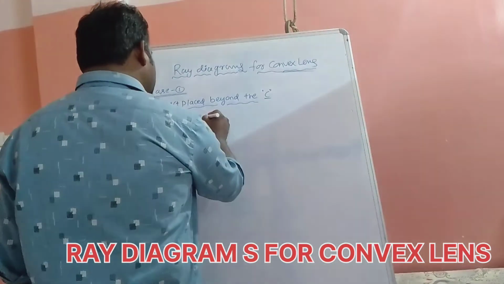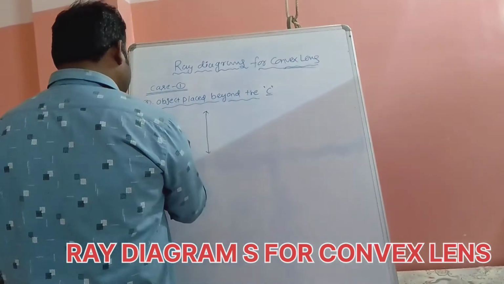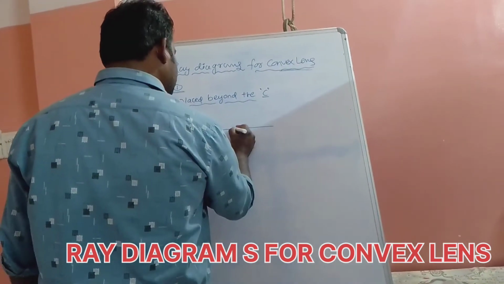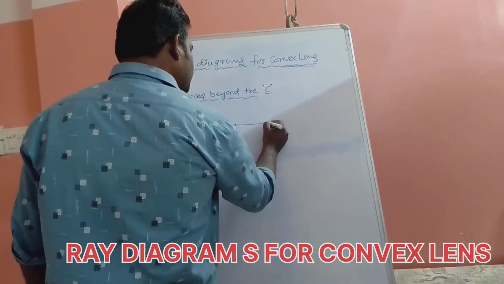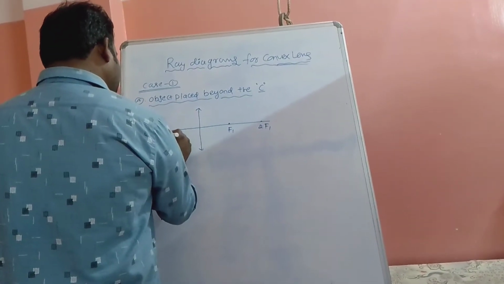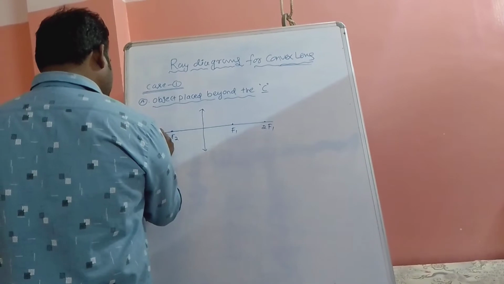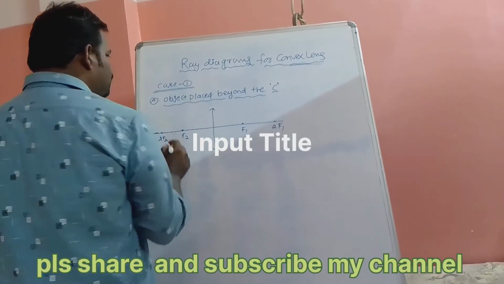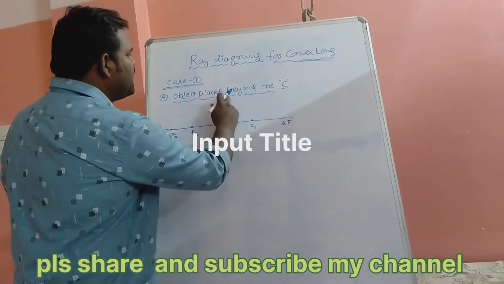This is the symbol of the convex lens. This is the principal axis. This is F1, 2F1, F2, 2F2. So here, what is our case? The object is placed beyond C.